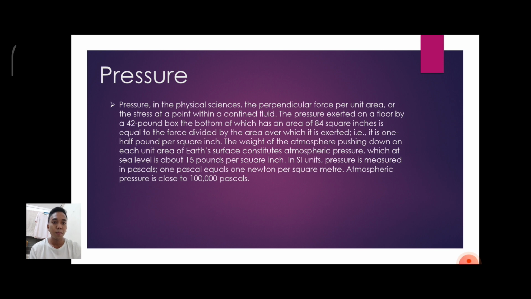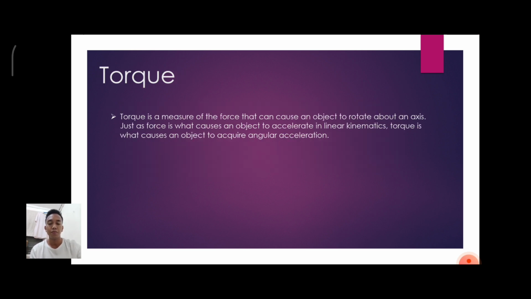The weight of the atmosphere pushing down on each unit area of Earth's surface constitutes atmospheric pressure, which at sea level is about 15 pounds per square inch. In SI units, pressure is measured in pascals. 1 pascal is equal to 1 newton per square meter. Atmospheric pressure is close to 100,000 pascals.